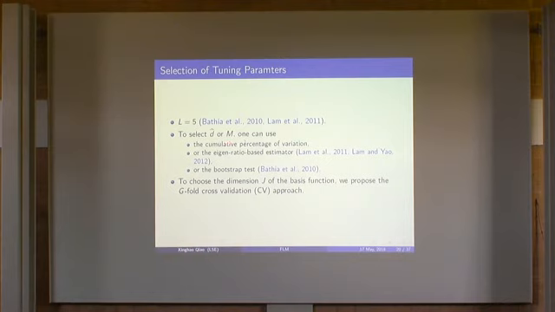And to select D hat or M: D hat is under the finite dimension setting, and M is under the infinite dimension setting. There are different approaches. The first one is to calculate the cumulative percentage variation. Say you calculate the top 3 eigenvalues. If they can explain more than 90% of the variability, then we just use the top 3 eigenvalues.